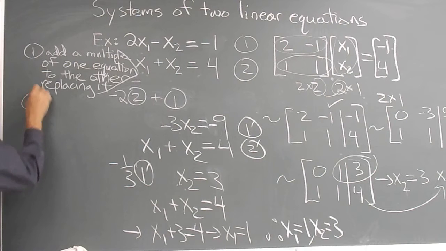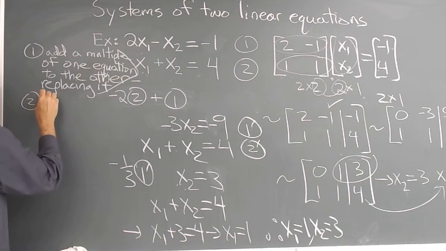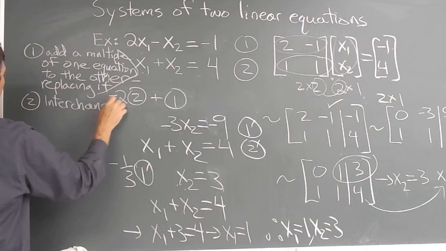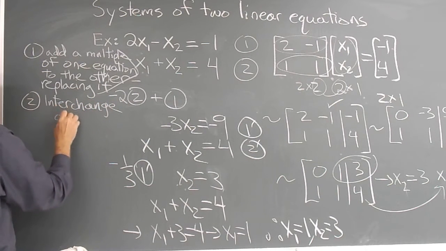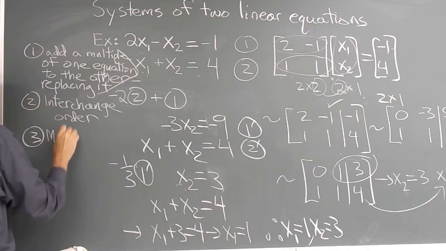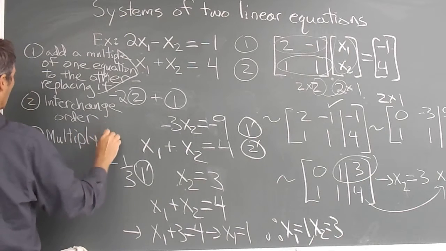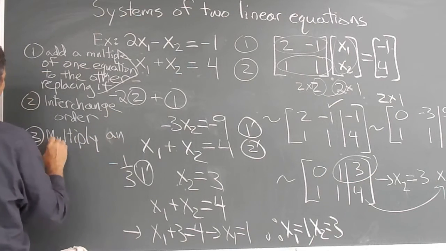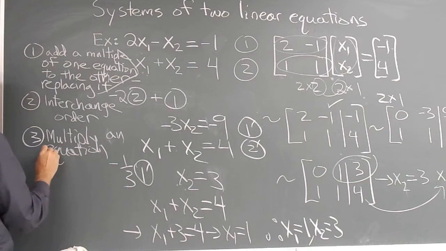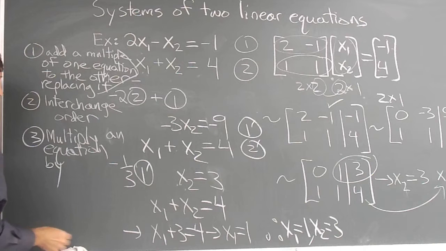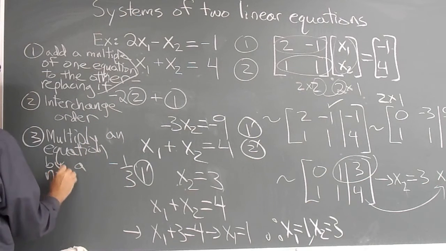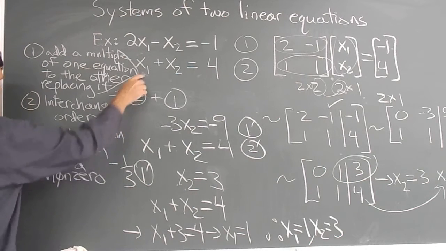Then the second one is to interchange the order of the equations. That doesn't change the solution. Sometimes that's convenient to do just to make things look prettier. And then we said you can multiply an equation by any non-zero number. That's it. These three elementary operations comprise elimination if you use them to eliminate variables. Let's use those to solve this system.